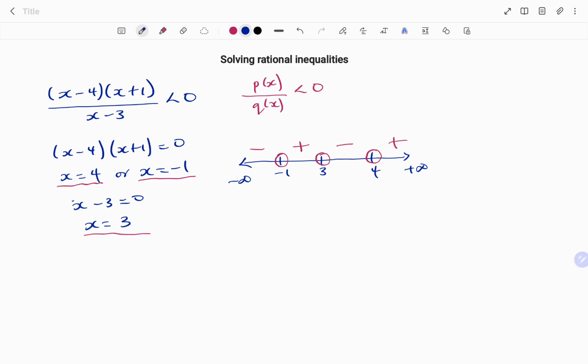So therefore, our solution is x is less than minus 1, or 3 is less than x, and x is less than 4.